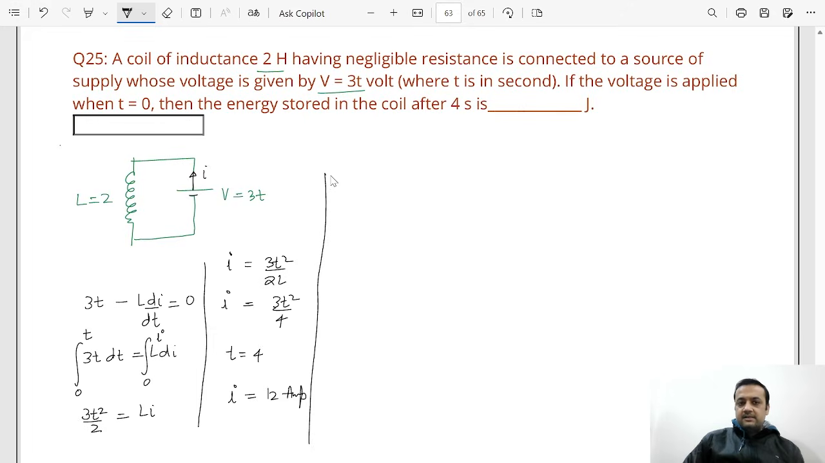But we have to find the energy. So very easily we can write the energy stored in the inductor is half L I square. L is 2, current is 12 into 12. That means 144 joules. This will be the answer to this question. I hope you would have understood, guys.